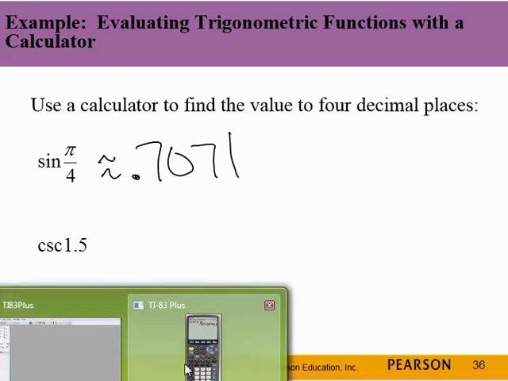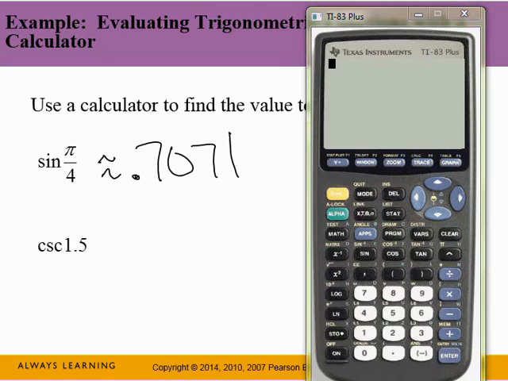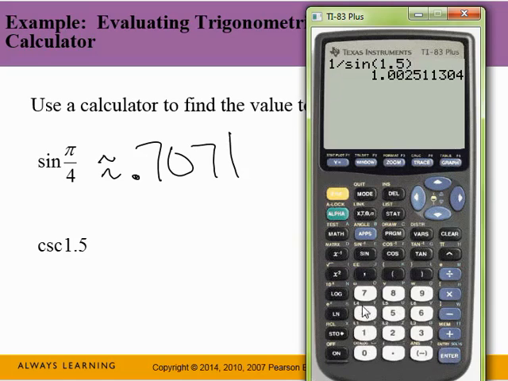In order to get secant on your calculator, remember what secant is, it's 1 over cosine. So you're going to have 1 divided by cosine 1.5. You should get 1.0025 as your answer.